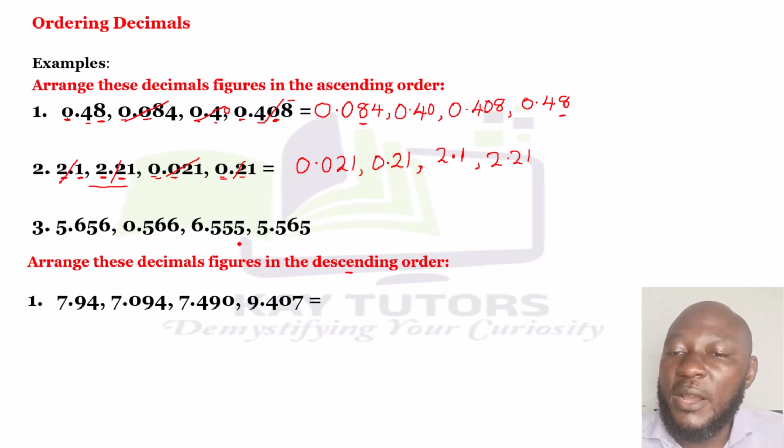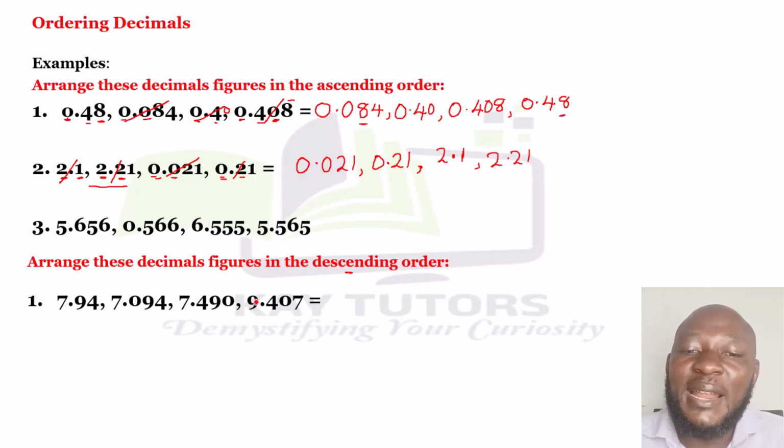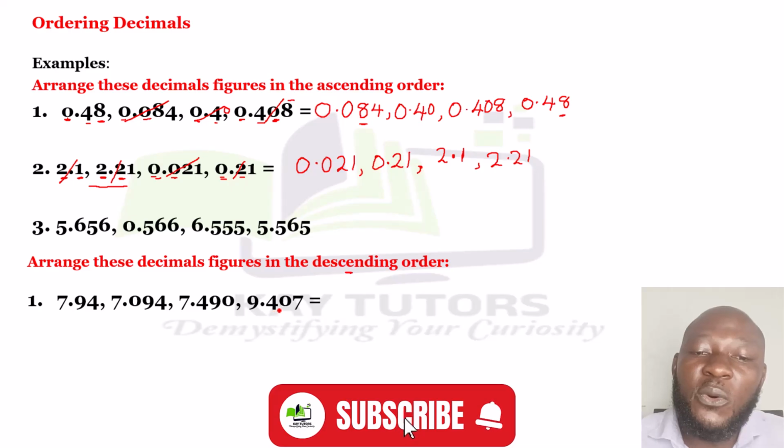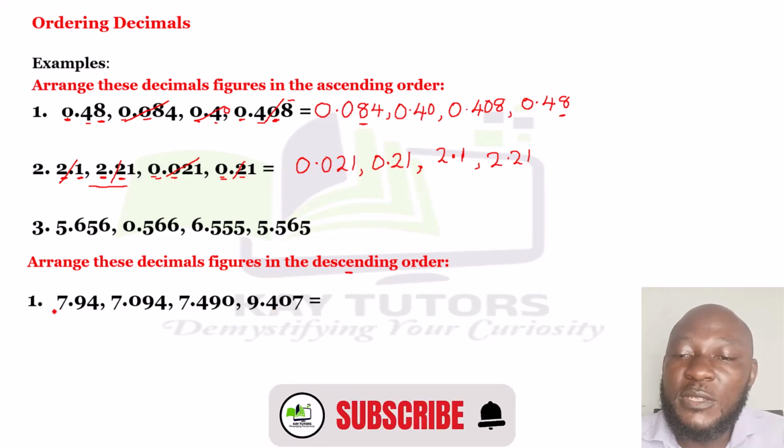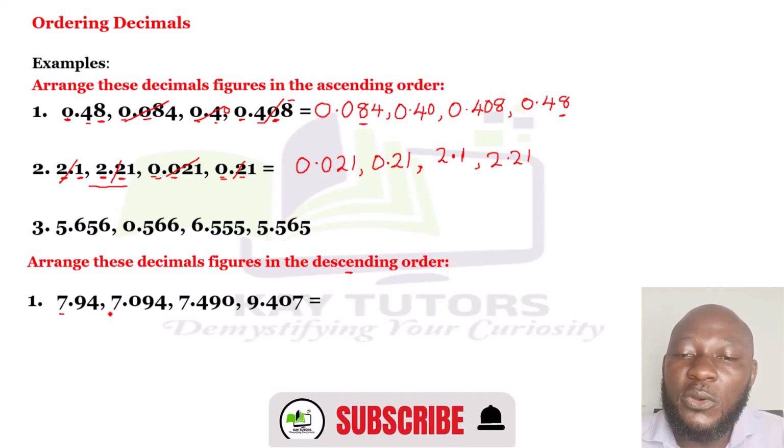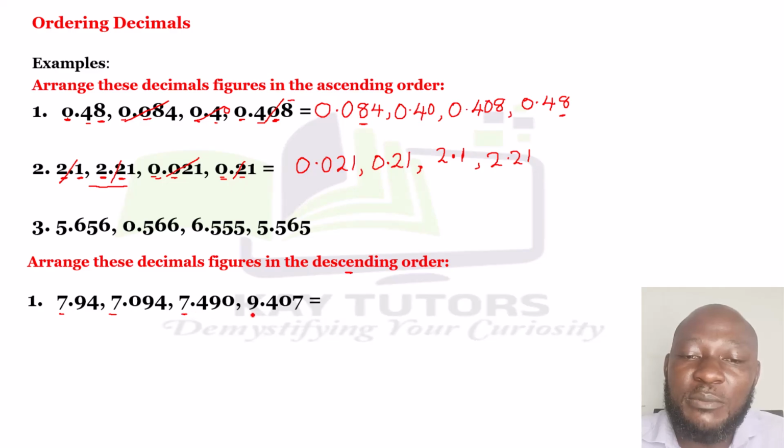So here we have 7.94, 7.094, 7.490, and 9.40. Now, if you look at this, 7 here, they are all on the same level, but 9 is the biggest. So this will come first because that is the biggest. So 9.407, followed by, they are all on the same level.